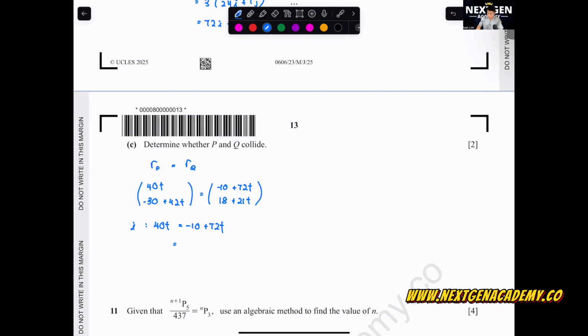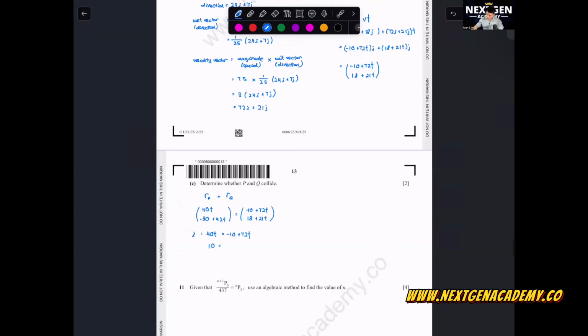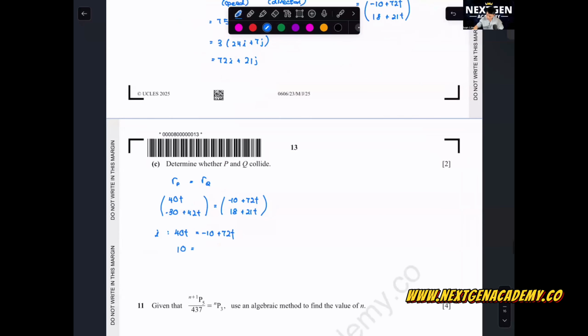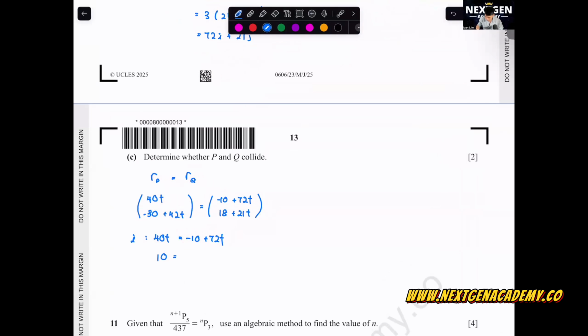Here will be 30. Okay, 10, 72 minus 40. Is it 40? Right? Wait, let me just double check all my values. 40, 32t. So we'll get here 10 over 32, or 0.3125. This is the i direction.